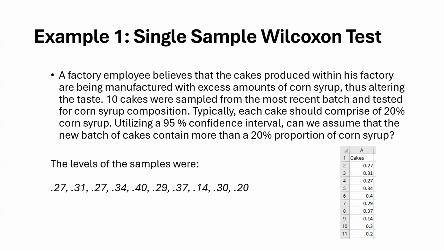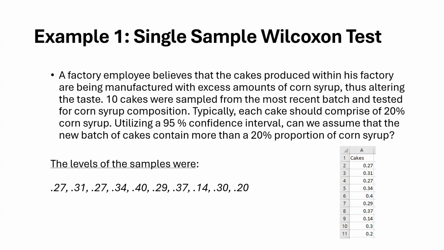A factory employee believes that cakes being produced within his factory are being manufactured with excess amounts of corn syrup, thus altering the taste. 10 cakes were sampled from the most recent batch and tested for corn syrup composition. Typically, each cake should comprise 20% corn syrup. Utilizing a 95% confidence interval, can we assume that the new batch of cakes contain more than a 20% proportion of corn syrup? So our levels are below from the sample observations, and to the right, that is the data set. And again, it's in CSV format.